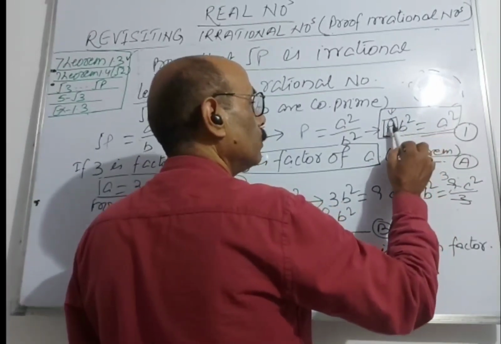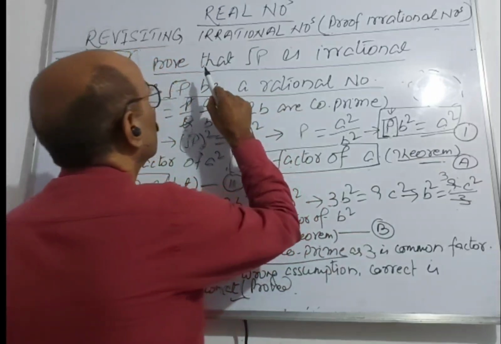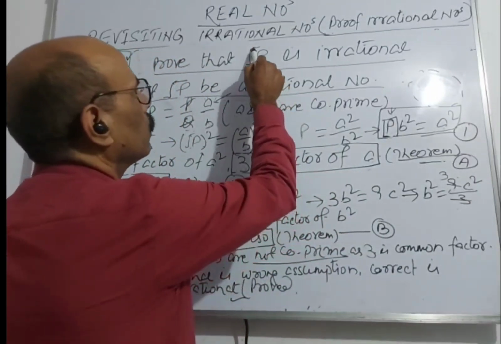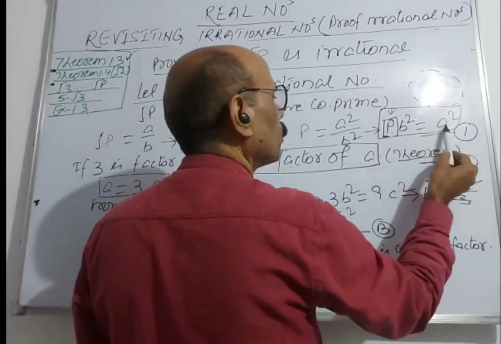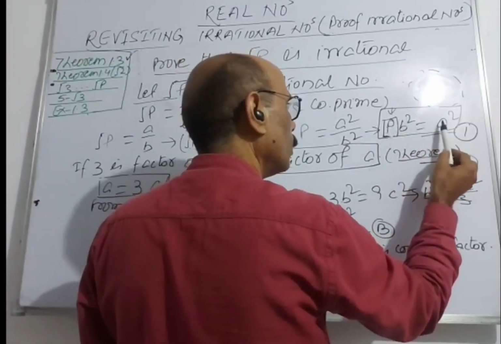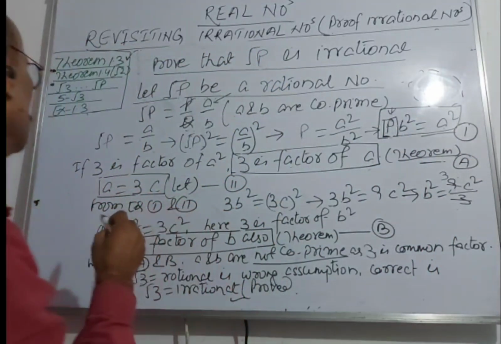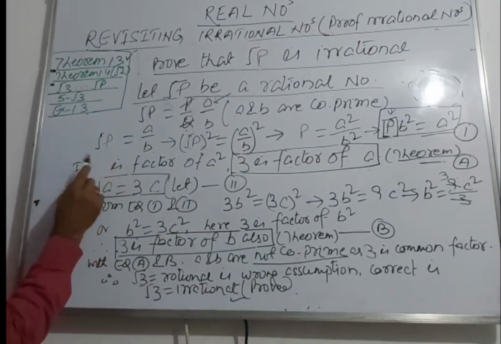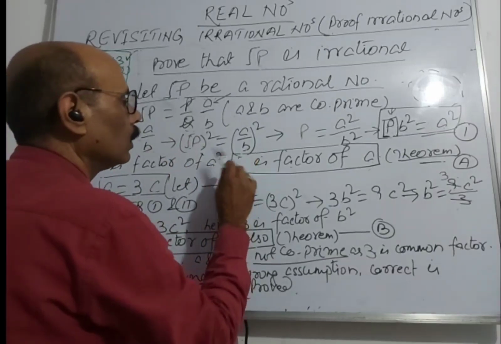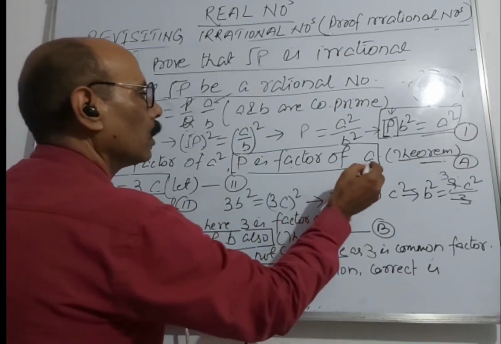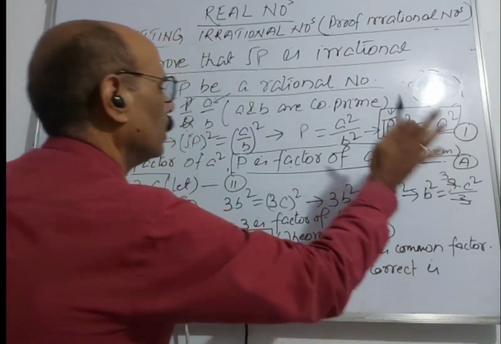p has to be a prime factor. Here p is a prime number, and only then is it irrational. If p is a prime factor of a squared, p has to be a factor of a also. In the same way, as with 3, p is a factor of a squared, so p is a factor of a also. This is equation 1.